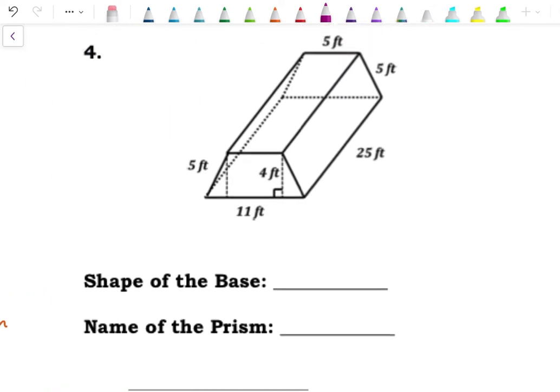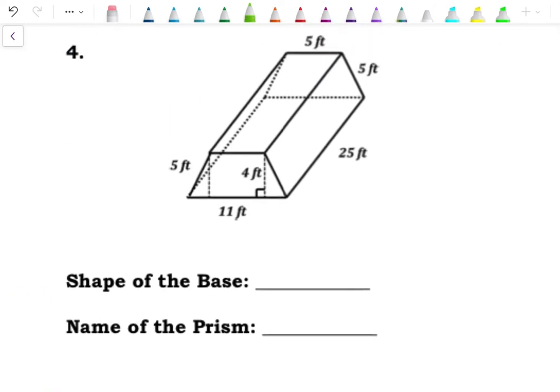Okay. Number 4, this one has a trapezoid base, which is going to be this right here. This is my trapezoid base. And so we call that a trapezoidal prism.